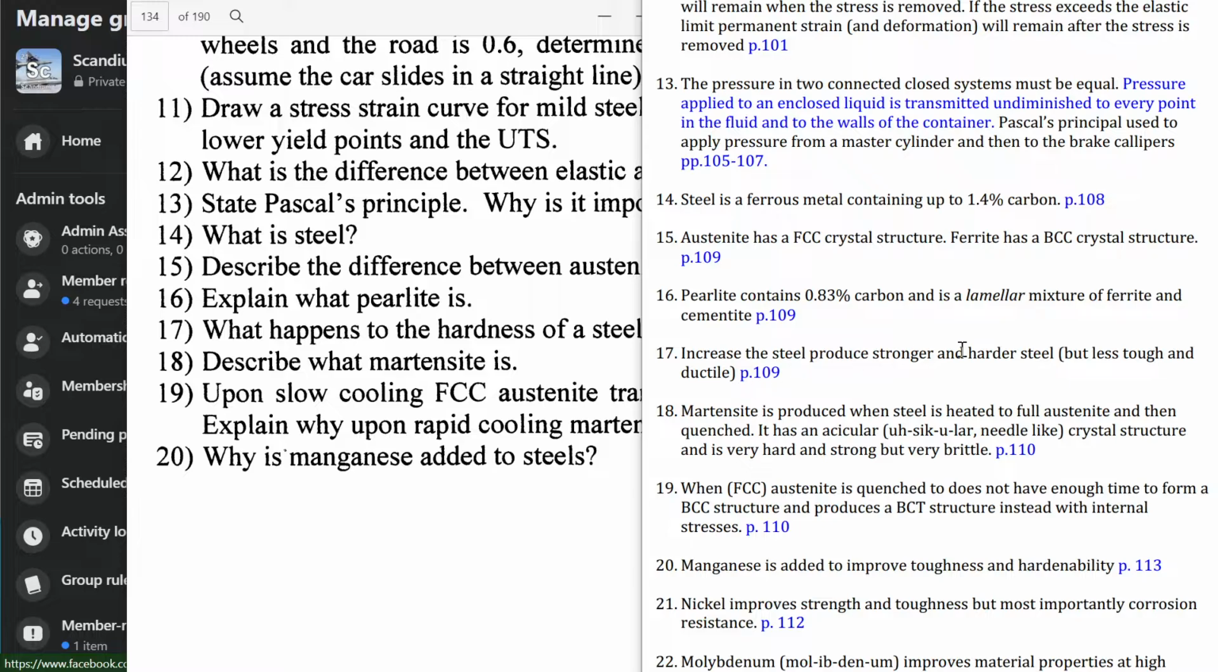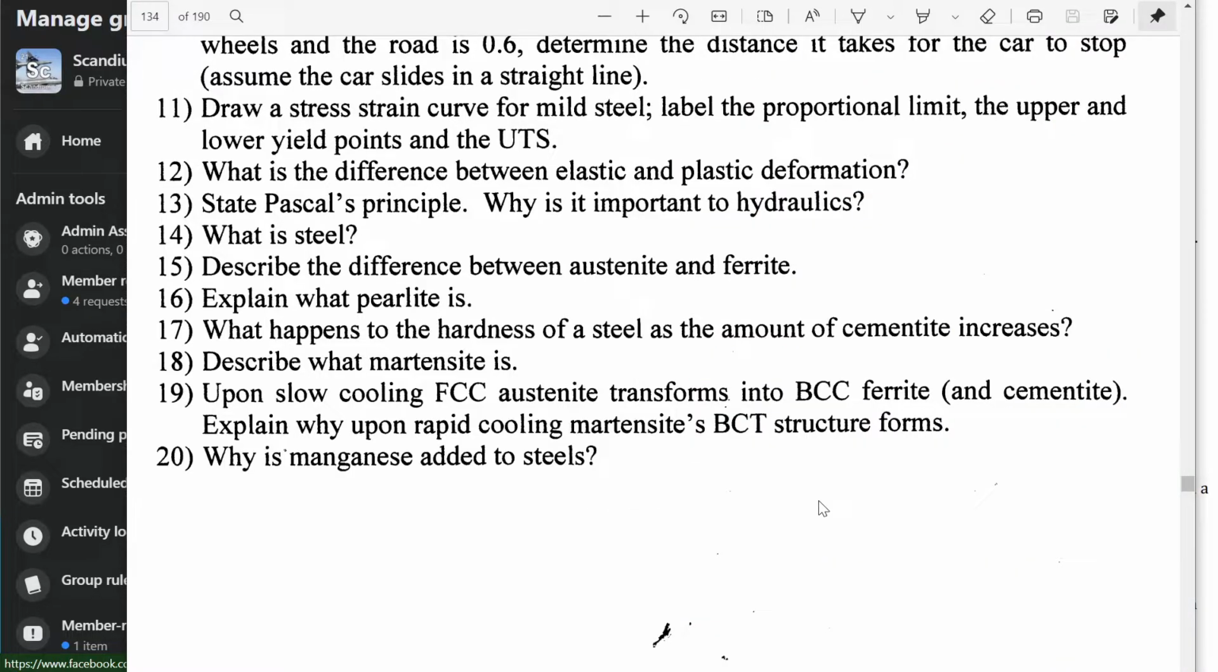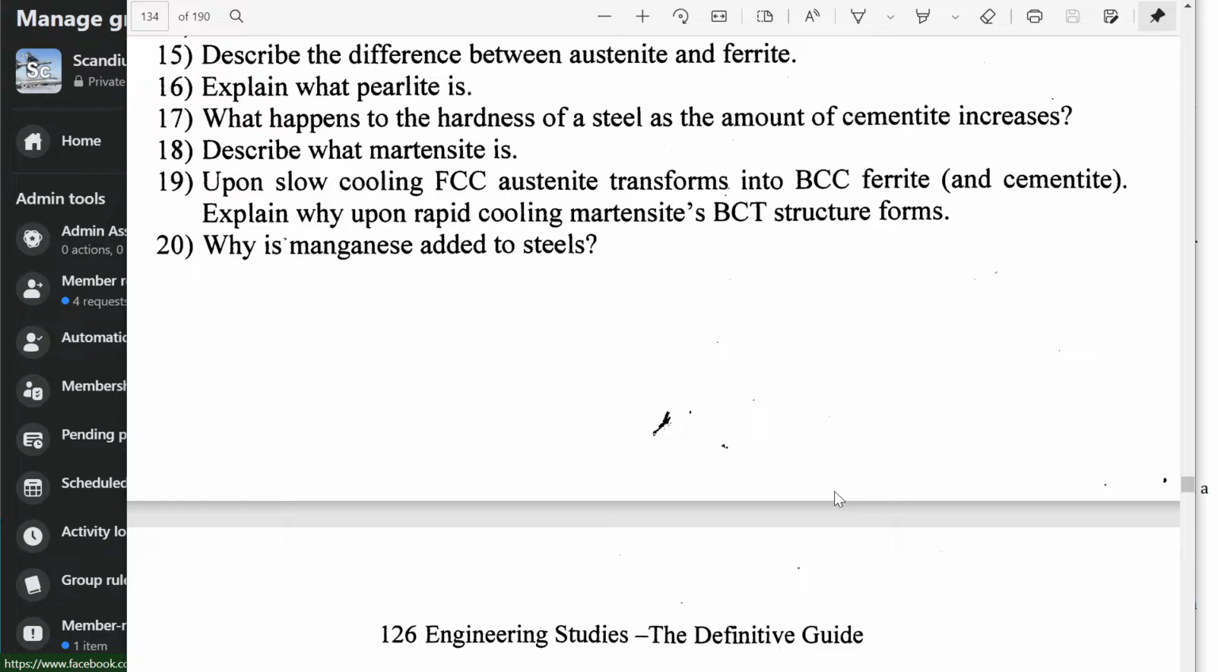It's badly written, and I would no longer agree with that stronger component, but past me wasn't as smart as current me, or as knowledgeable at least. Describe what martensite is. Martensite is a circular or body-centered tetragonal crystal of steel that is very, very brittle and very, very hard.